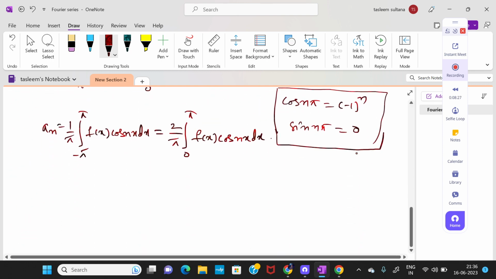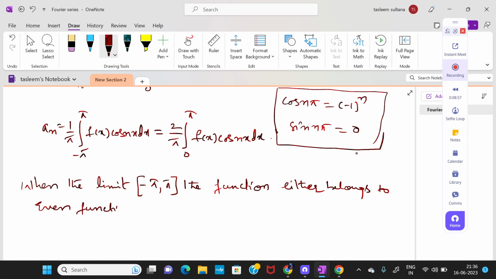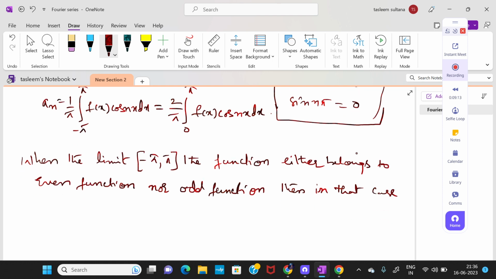If the function, when the limits are in the minus pi to pi interval, and the function belongs to neither even function nor odd function, then in that case all the three values you have to find.